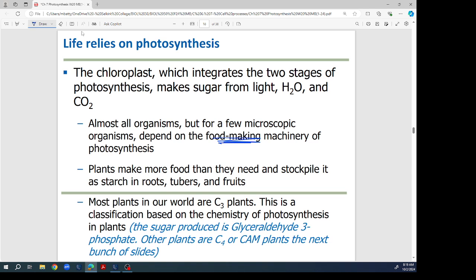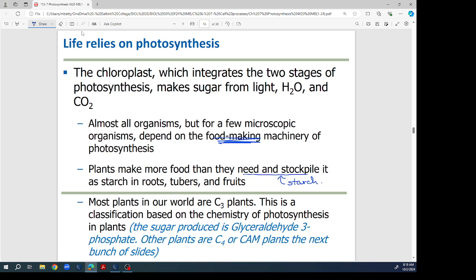And so remember that plants can make more food than they need. And so this is why we eat plants. You know, the starch was put into the potato for the potato plant. We just happen to eat it.